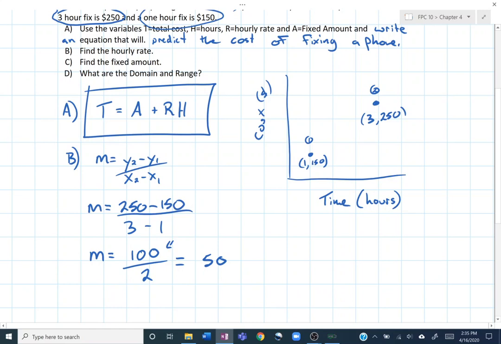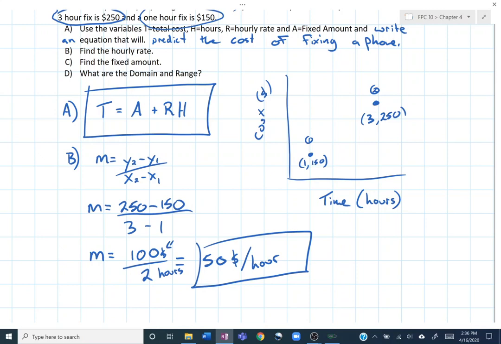Rise, which is the top, is dollars. Run, the bottom, is hours, which means this is $50 per hour. And that is my final hourly rate. Find the fixed amount. So this is a little bit tricky.